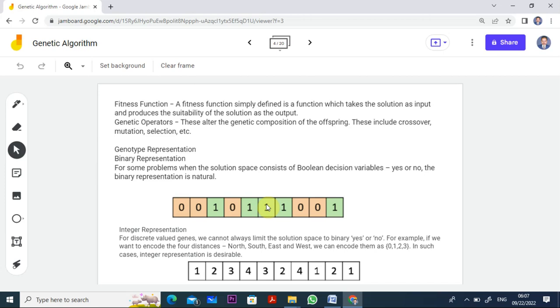Say, for example, I can represent 0 for north direction, 1 for south direction, 2 for east direction, and 3 for west direction. Based on this, we can select integers between 0 to 3 or 1 to 4, whatever. Here it is taken as 1 to 4. Then you can start: north is equal to 1, south is equal to 2, east is equal to 3, and west is equal to 4. Those things cannot be represented as a binary number, so I am representing them by integers, right? So this is explained here.